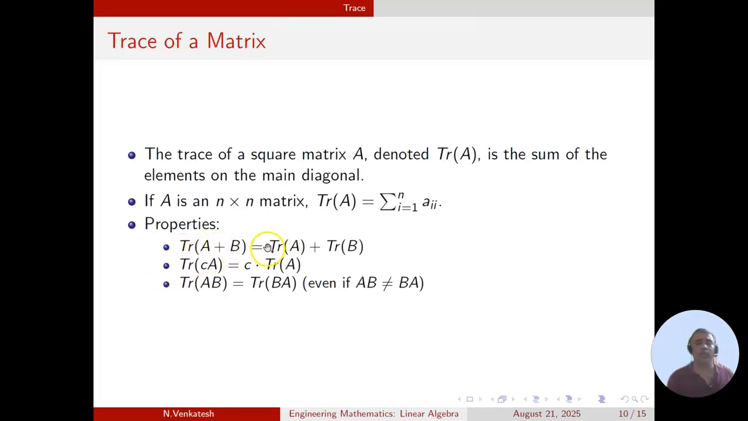Now trace of A plus B is trace of A plus trace of B, that you can easily see. Trace of C into A is C into trace of A, because as it performs element wise, you just have to take C as a factor from that addition, because multiplication is distributive over addition, so you can see that. So even though the matrix multiplication is not commutative, trace of A into B is trace of B into A, because just the order of the multiplication changes.